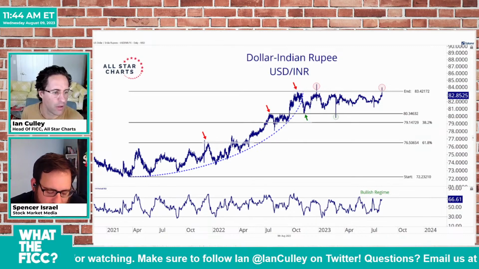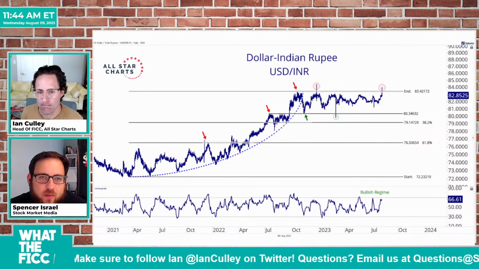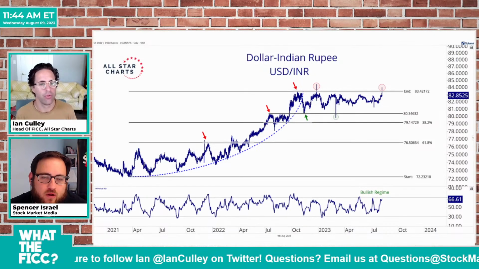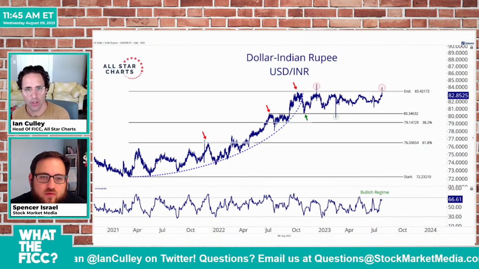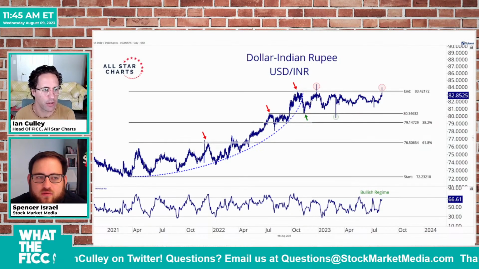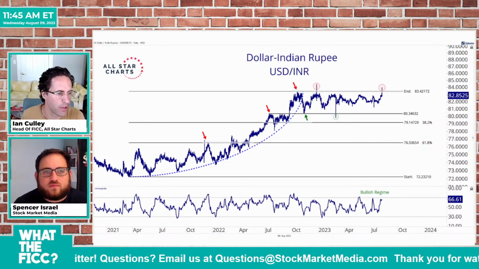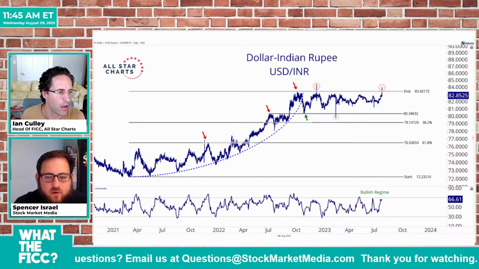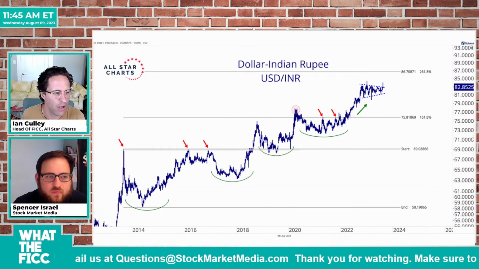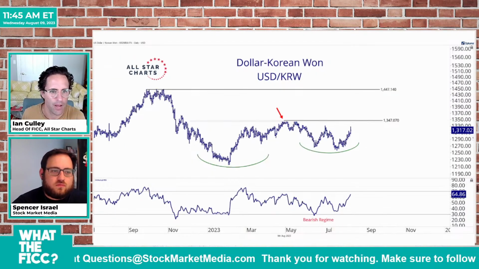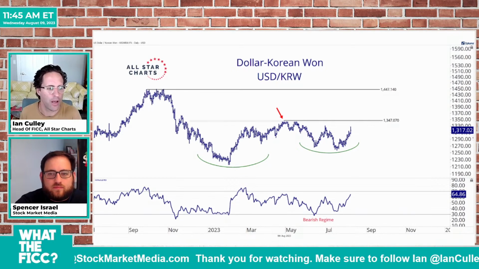Just to clarify, do you trade all these pairs? Or is this mostly an informational thing for you? Some of them. We're going to start getting into some pairs that I do not trade. I definitely trade the South African rand. I haven't traded the rupee. I haven't traded the Korean won. I traded the Singapore dollar a number of times.